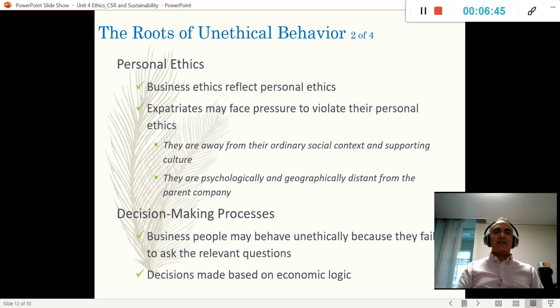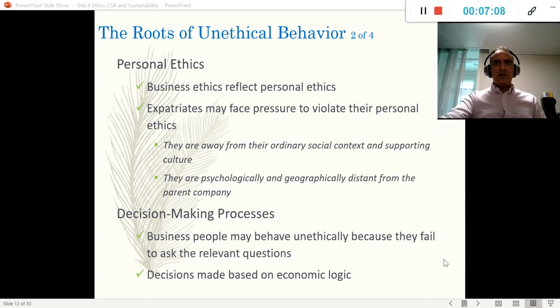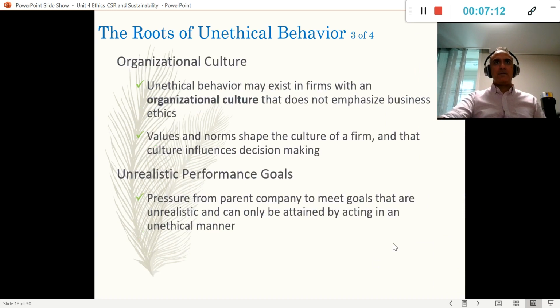The second thing is the decision-making process. So unethical decisions mostly come because you fail to ask the relevant questions, and decisions are made based on economic logic. So if you just think of the numbers, most likely you will abuse someone's rights. So in this case, you have to be very critical on how this decision affects everyone.